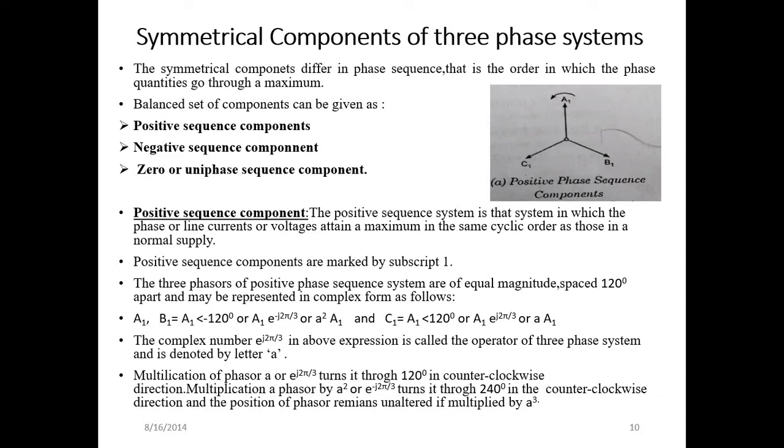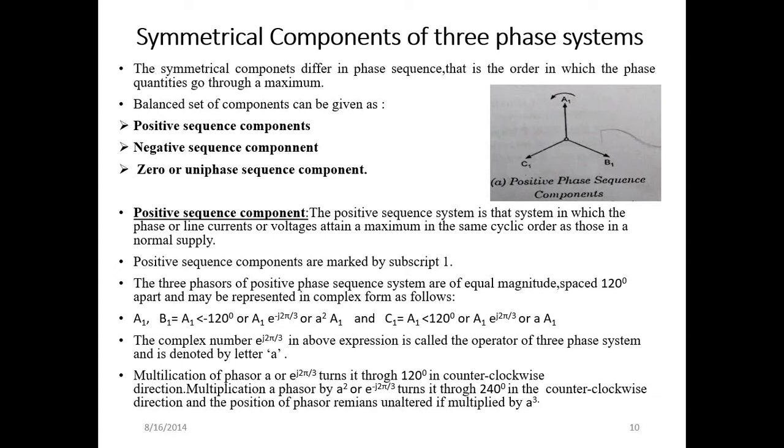The next point is symmetrical components of a three-phase system. The symmetrical components differ in phase sequence, that is the order in which the phase quantities go through a maximum. This balanced set of components is divided into three components: first, the positive sequence component; second, the negative sequence component; and third, the zero or uniphase sequence component. That means when we do the unsymmetrical fault analysis, for converting the unbalanced system into the balanced one, we have to calculate three main components: the positive sequence component, the negative sequence component, and the zero sequence component.